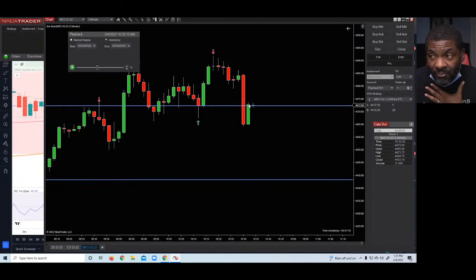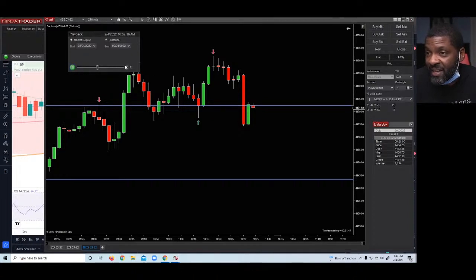Me, I wait for the confirmation. You see what I'm saying? So now that this candle has closed and this candle is open, I want to see it come back down to me. I'll be watching, and when the ask comes down to 4472.25, I'm just going to sell the ask. I'm going to wait for it to come back down. And it looks like I might have fast forwarded too much.